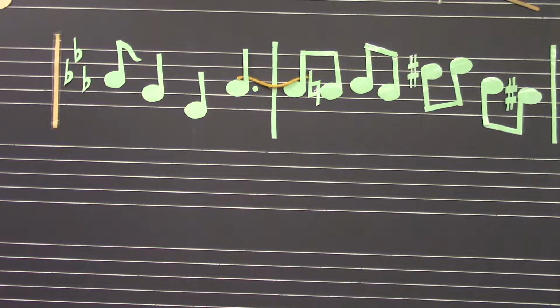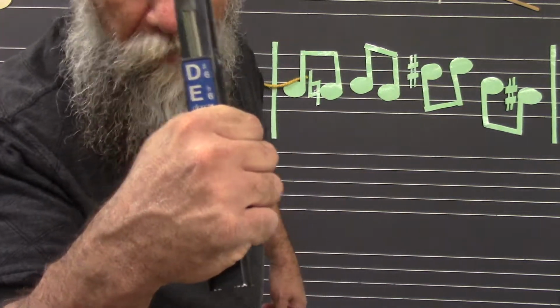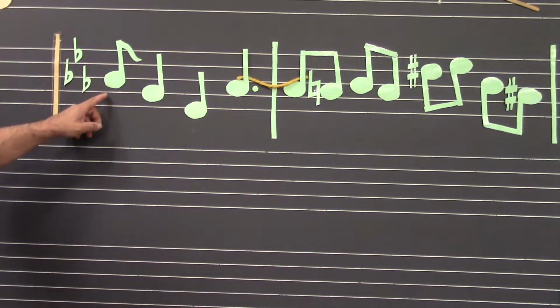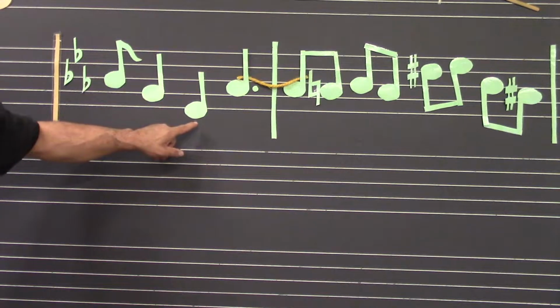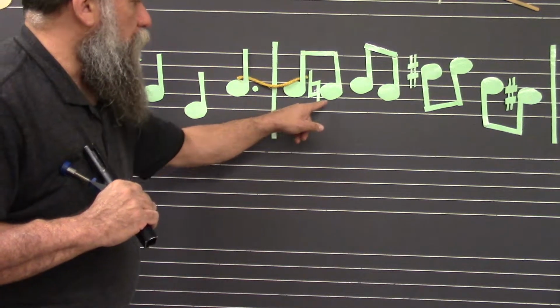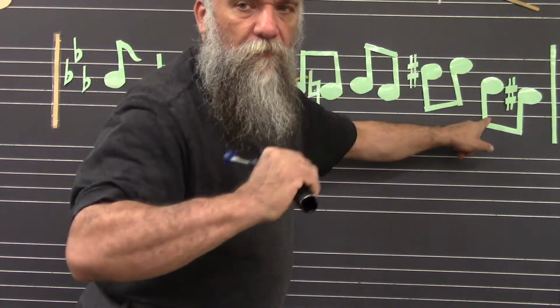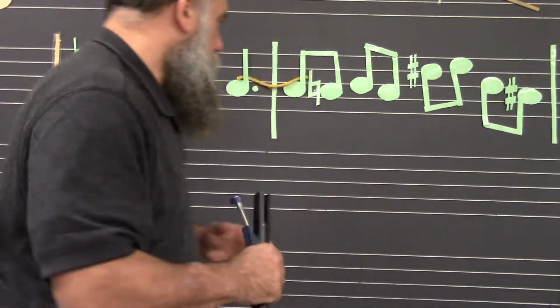So let's do one more. Let's play D sharp and E flat, which are enharmonics. Ready and count. 1 and 2 and 3 and 4 and 1 and 2 and 3 and 4 and.